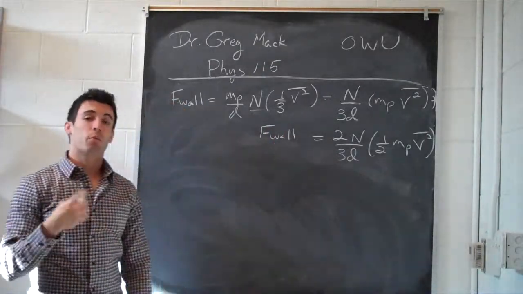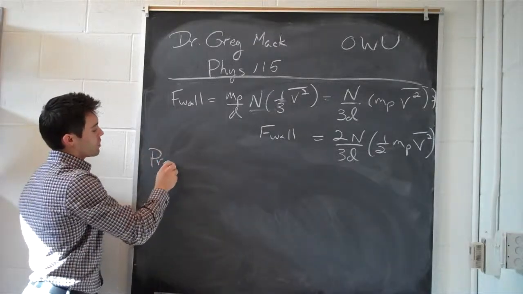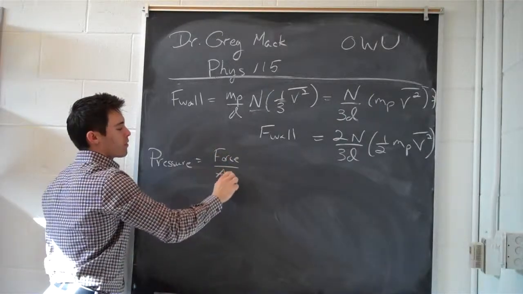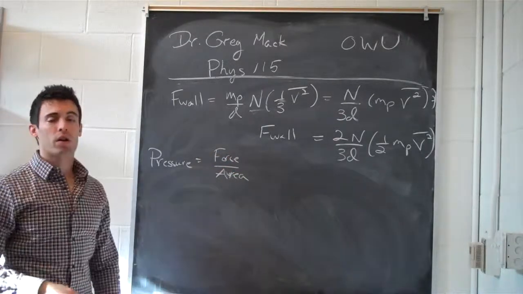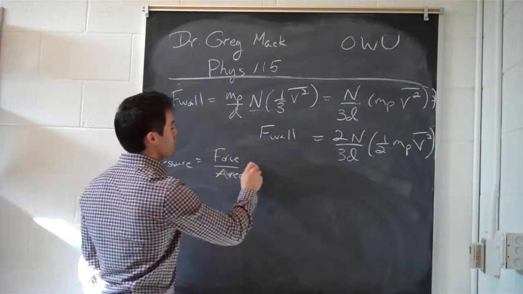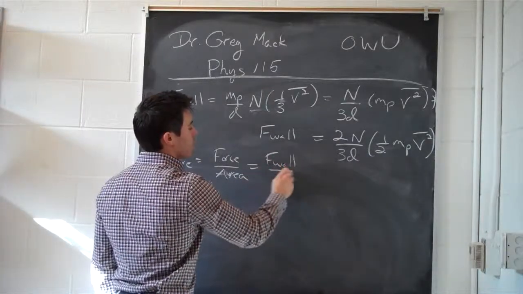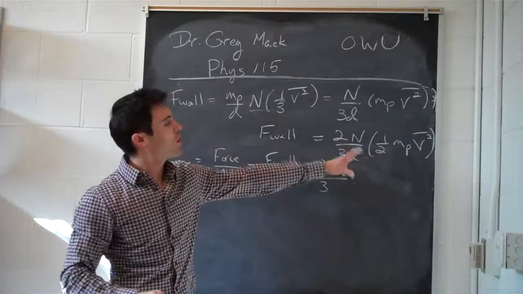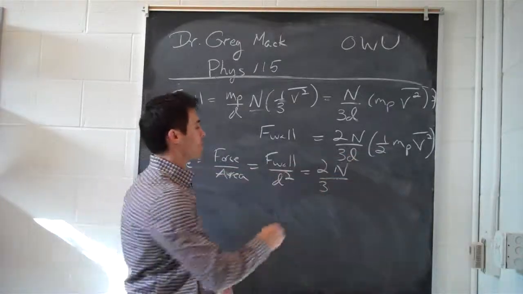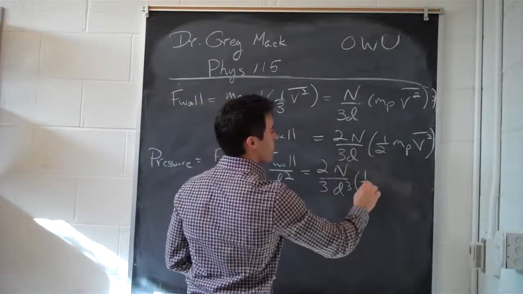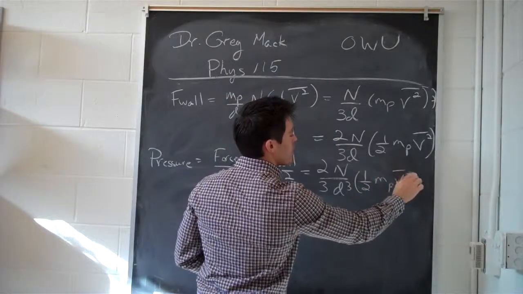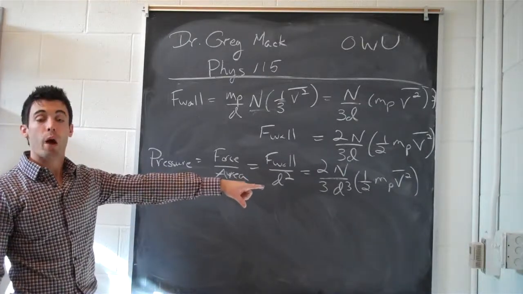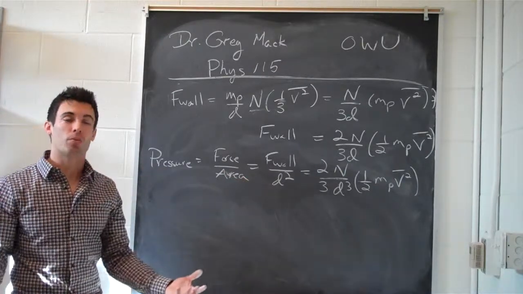But what is the pressure? The pressure is equal to the force divided by area. And what's the area of our wall here? The area of our wall is d squared. So that means that we have F wall divided by d squared. So that's 2N over 3. This whole thing divided by d squared means this d becomes cubed. This is d cubed times 1/2 mp v squared. So the pressure here, P, is now equal to this. And what is d cubed? D cubed is the volume of our cube.